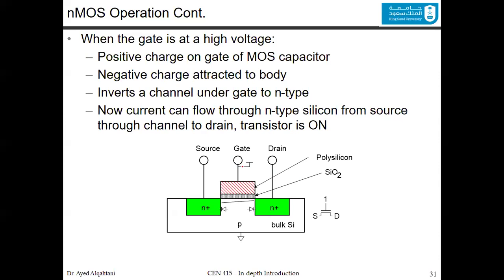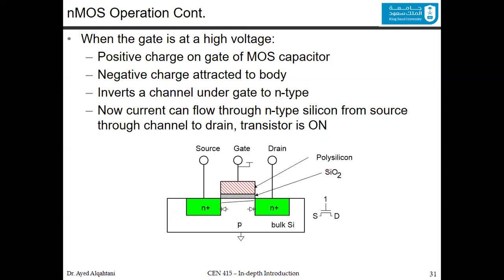So we have a voltage difference between the gate and the body. When the gate is at a high voltage, the positive charge of the gate of the MOS capacitor attracts negative charge to the body. So you will collect the negative charges from the body into the channel, and you will start having a connection between the source and the drain in this region, as you can see. This inverts the channel under the gate to an N-type, and now you have a current flow between the source and the drain, which means this transistor is on.